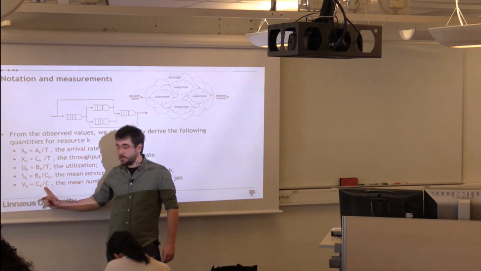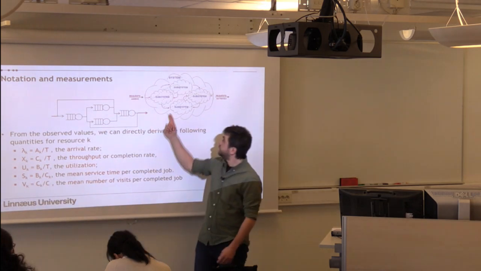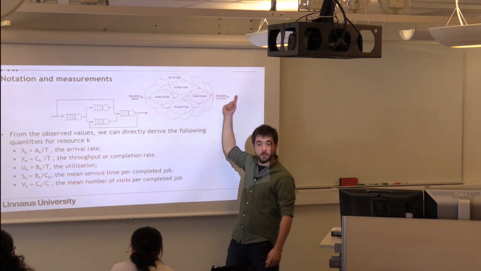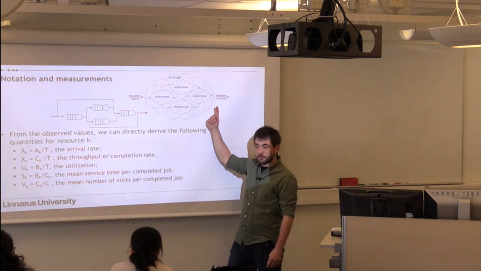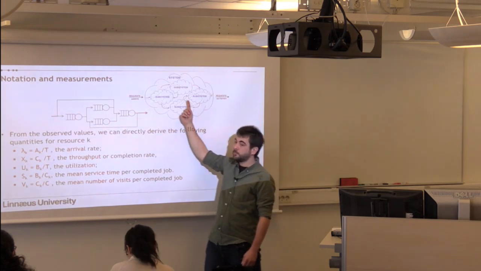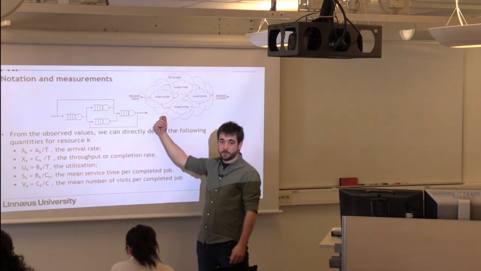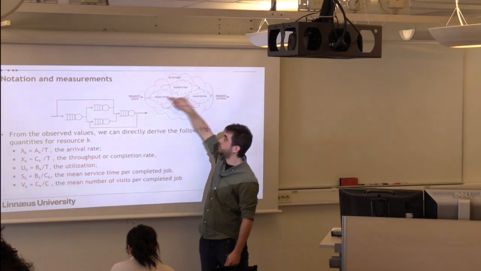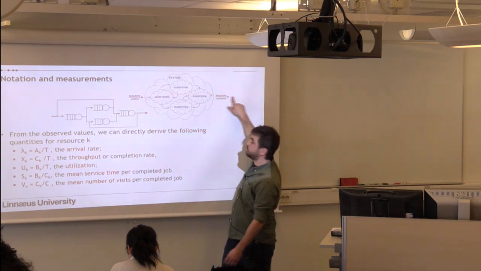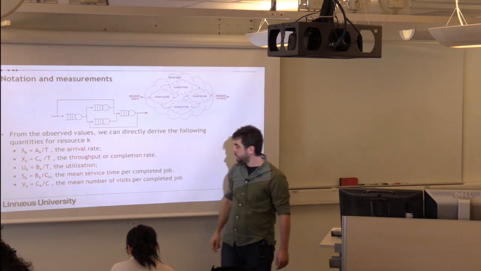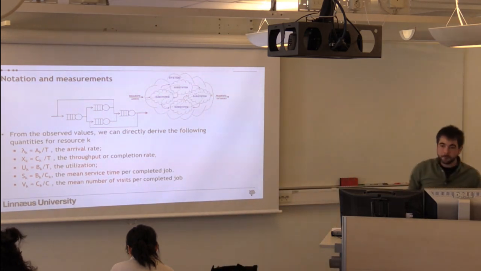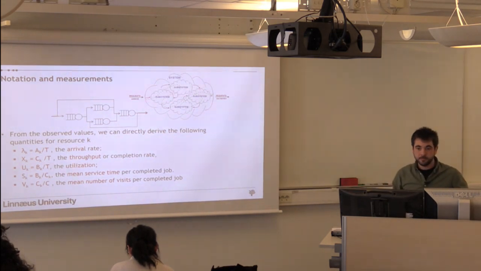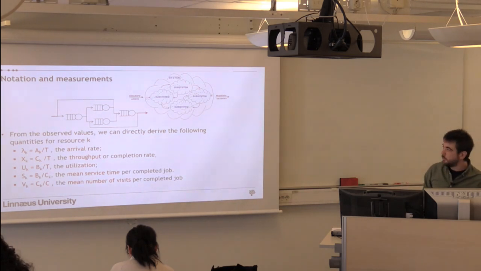And if we know the number of completions in each subsystem, and we divide by the number of completions of the full system, we can obtain the average number of visits to the subsystem. So when a job arrives, how many times on average does it have to execute in a subsystem before it leaves? Any questions with this? No? Clear? Okay.